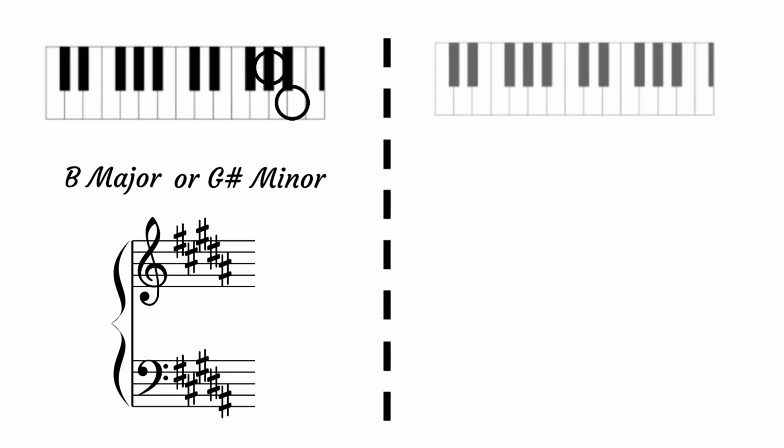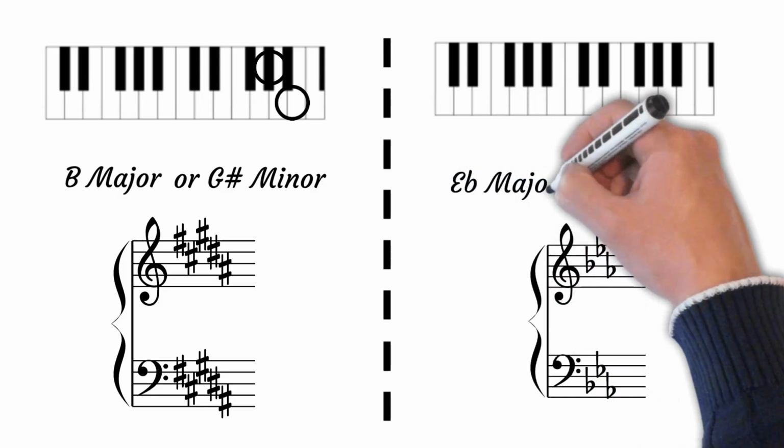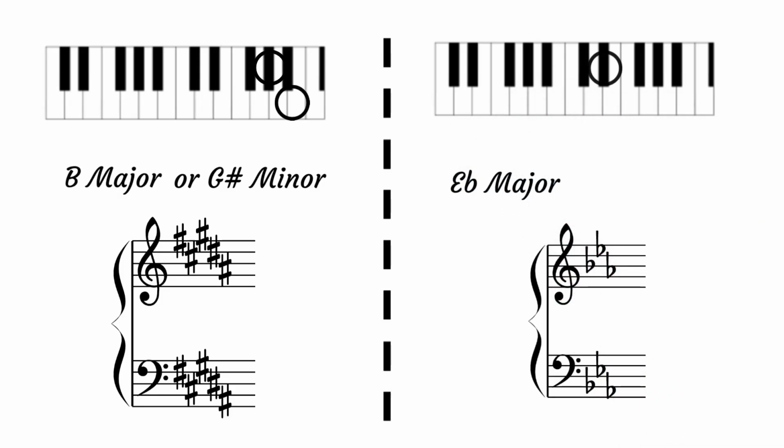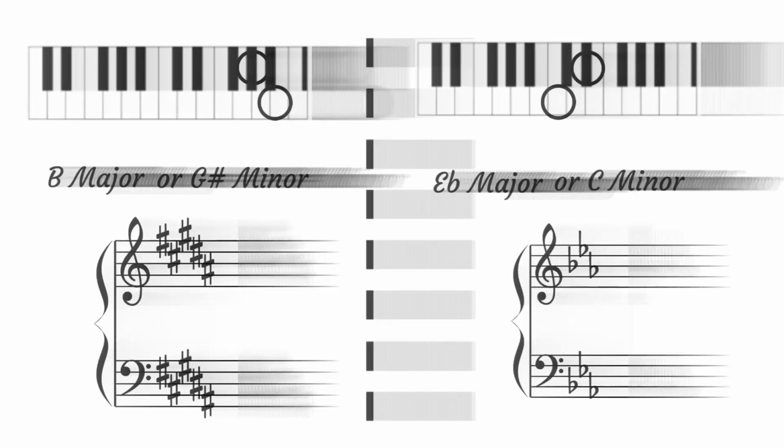Let's take one more example. Let's consider a key signature with 3 flats. The major key represented here is the second last flat, or E flat major. Going down 3 half steps takes us to D, D flat, and finally C. This means the key signature of 3 flats not only represents E flat major, but also C minor.